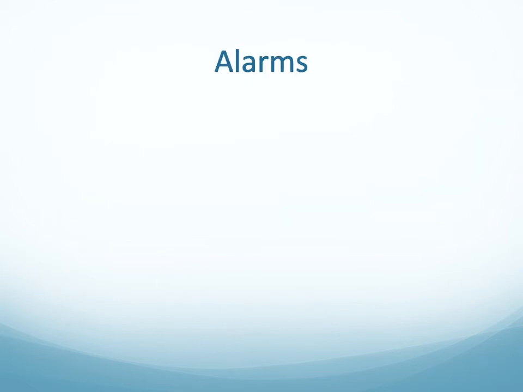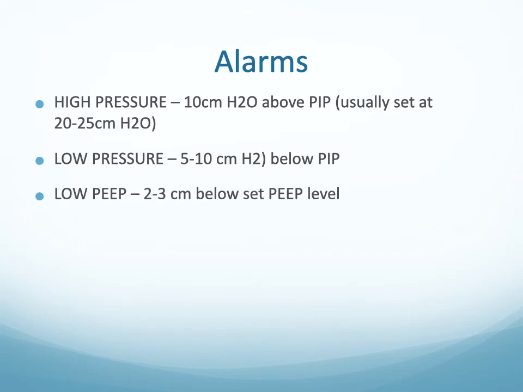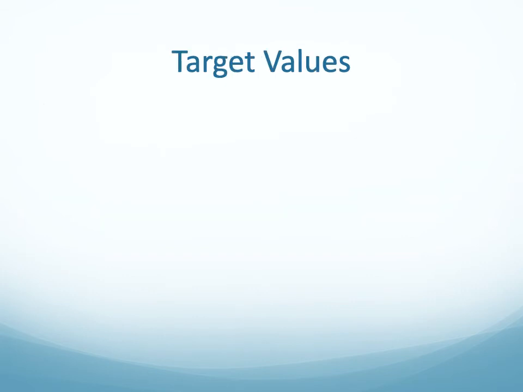Alarms, I think Paula probably touched on this a little bit more, so I'm just going to flip through this really quickly. High pressure is 10 centimeters above PEEP, low pressure 5 to 10 below PEEP, and low PEEP is 2 to 3 centimeters below your set PEEP.